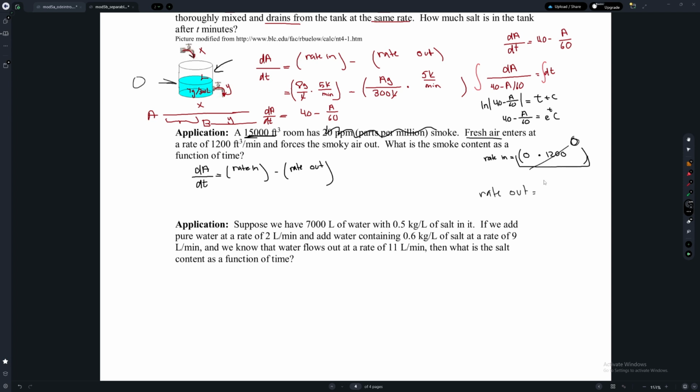Okay, so my rate out is equal to how much smoke I have. So the smoke I have here is some amount of smoke. I actually don't know how much smoke I have, divided by the room.